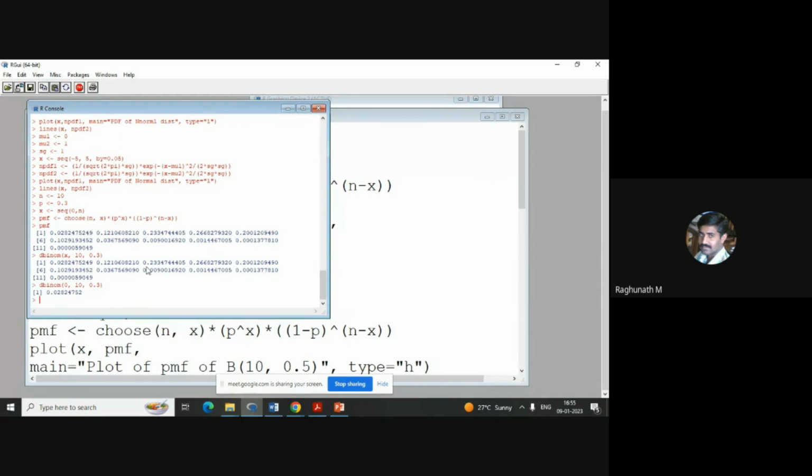Now coming to pbinom. I have not talked about the CDF, the cumulative distribution function. If you want to compute the cumulative distribution function, you can use pbinom, or pnorm for a normal, punif for a uniform distribution. You can get the cumulative distribution function for that. Again, this is going to be 10, comma, 0.3.